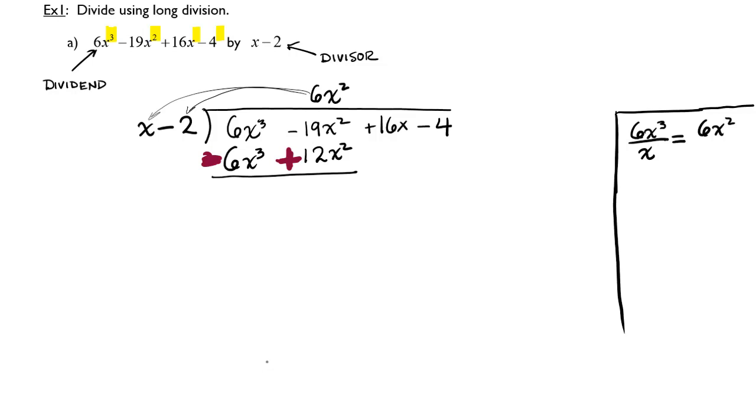But I know that I've changed the signs on my terms, so now I have 6x cubed minus 6x cubed. That goes to 0. And it will go to 0 every single time as long as you did the right work over here in your scratch paper. Now let's move on to the next one. Negative 19x squared plus 12x squared is negative 7x squared.